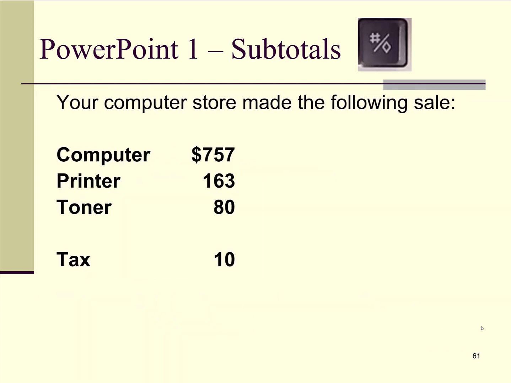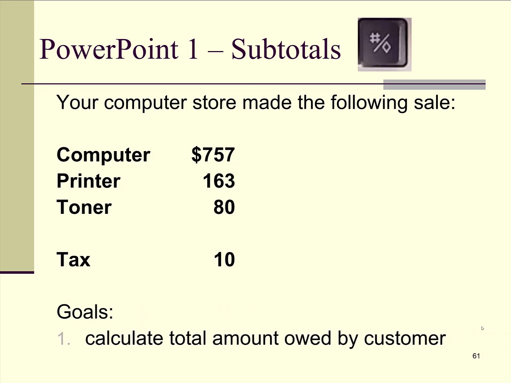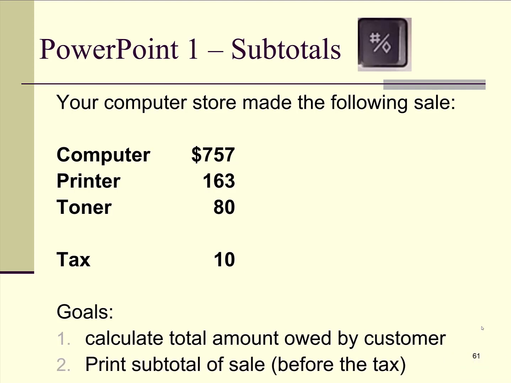Let's say your computer store made the following sale. We've sold 3 items, a computer, a printer, and a toner. And we're going to have to charge tax too. So we have 2 goals in mind. The first is obviously we want to calculate the total amount that the customer will owe us. So we're going to add up the 3 products plus the tax. But we also want to print the subtotal of the sale before the tax. In other words, the subtotal will be the sum of 757 plus 163 plus 80.